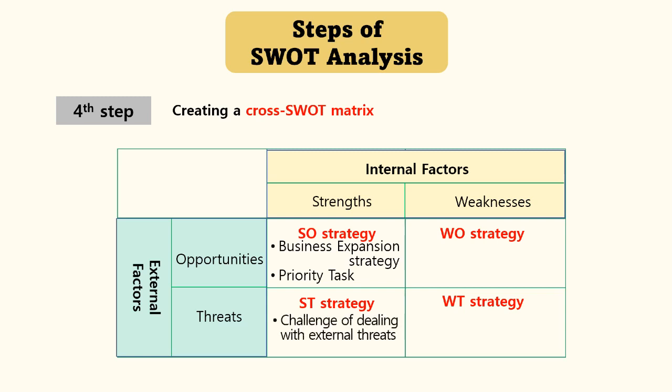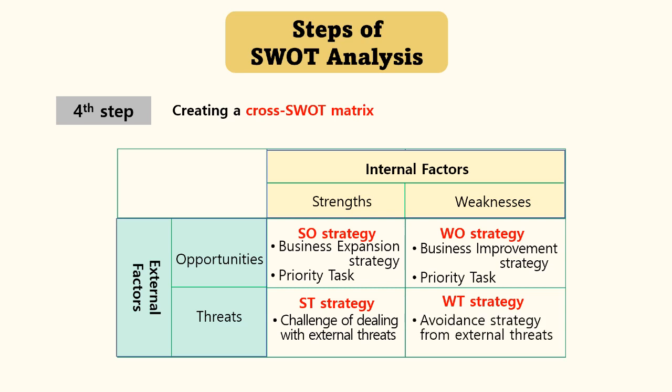ST strategy represents the challenge of smartly dealing with external threats. WO strategy corresponds to the business improvement strategy and also becomes a priority task. WT strategy is the avoidance strategy of avoiding external threats.